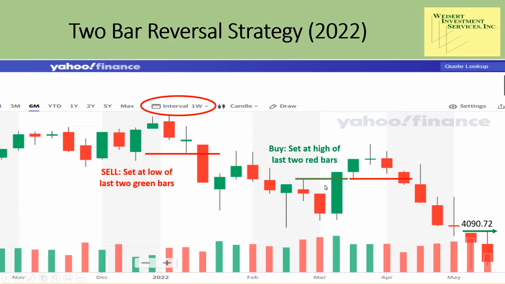Then in the second week of March, it started to come around, and now we're looking for a buy reversal, a 2-bar buy reversal. And on the buy side, it's just the opposite. I look at the last 2 red, down bars. I look at the high point, and then I draw a horizontal green line that would establish where we would start to get back into the market.